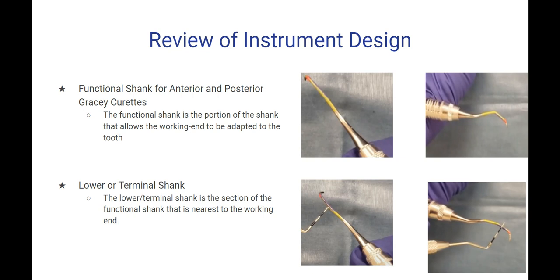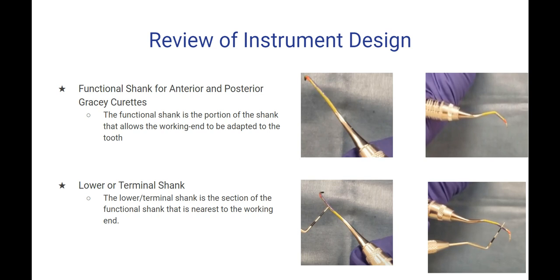Review of instrument design. Functional shank for anterior and posterior Gracey curettes. The functional shank is the portion of the shank that allows the working end to be adapted to the tooth. The functional shank is colored in yellow or light green on the 2 top photos. The first photo is of an anterior Gracey. The second photo is of a posterior Gracey. We can tell that by the contra angle or bend in the shank.